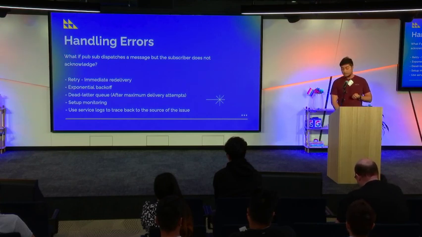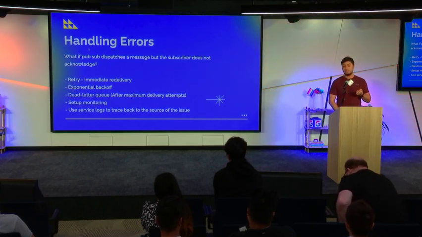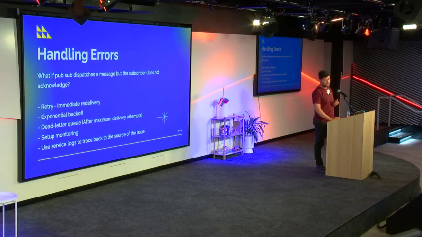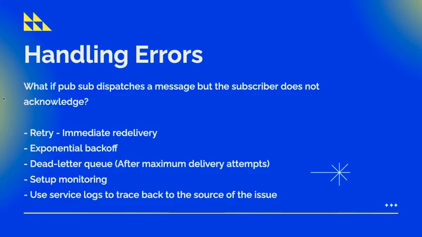Other than that, we can add some monitoring around the retry. So if a message fails, then we can get notifications on Slack or something. And we can also use service logs provided by Google, for cloud functions, the one we looked at just before, and also for PubSub.